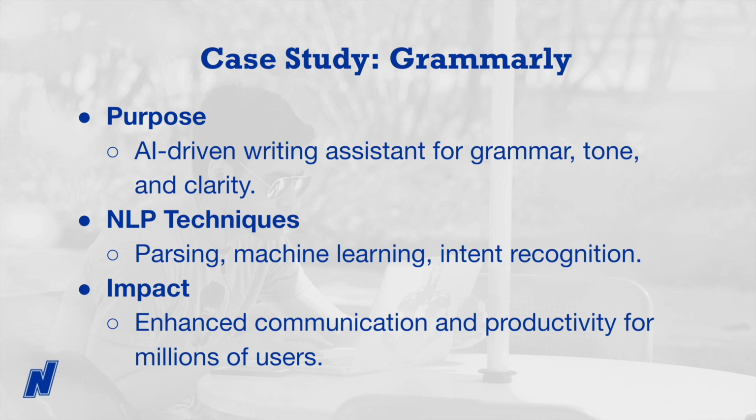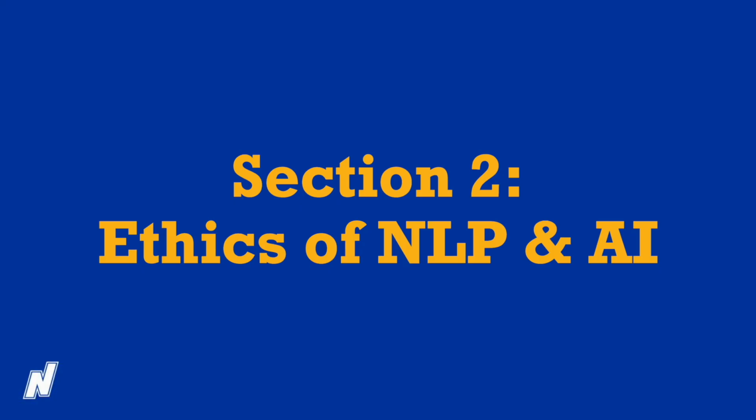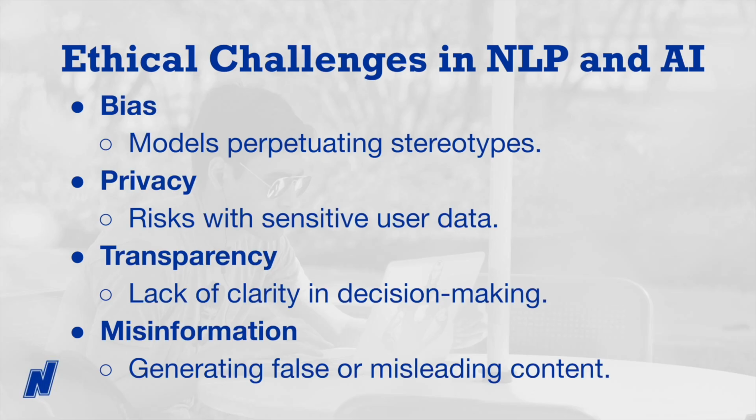natural or effective phrasing. Additionally, its intent recognition feature tailors suggestions based on the context of your writing. For example, Grammarly can adjust its recommendations for a formal email versus a casual message. This functionality is why Grammarly is trusted by over 30 million users daily, illustrating how NLP tools can profoundly impact productivity and communication. Now, let's turn our attention to the ethical implications of building such systems.